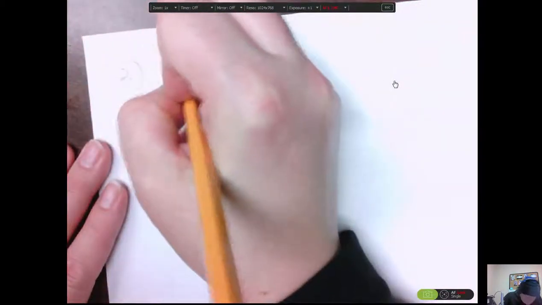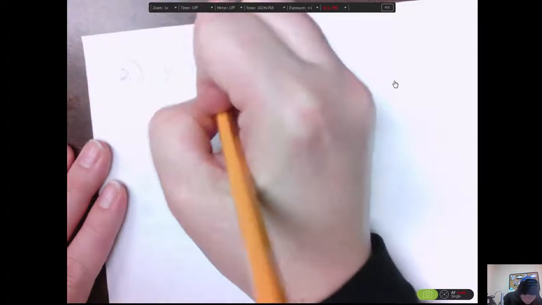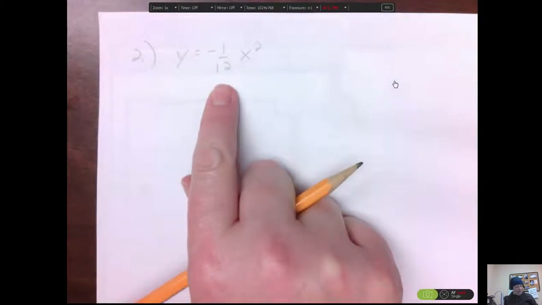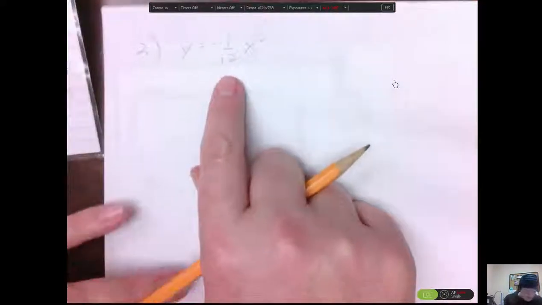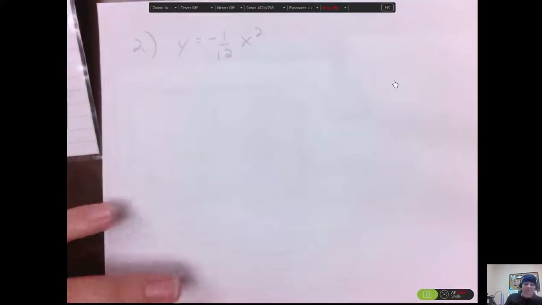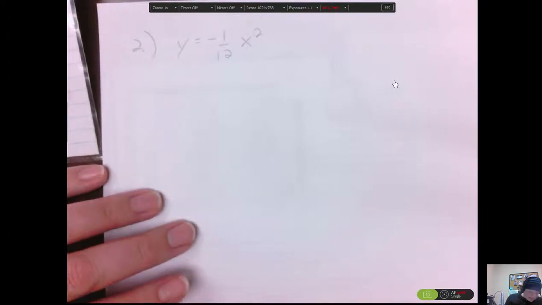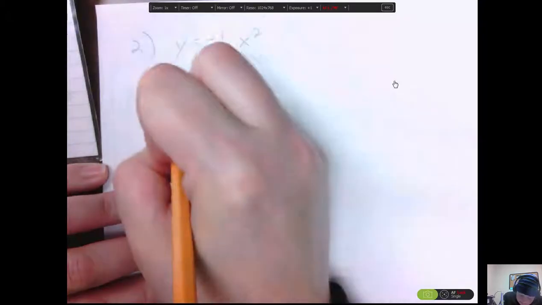Let's look at kind of going the other way. What if I knew the equation was y equals negative 1/12 x squared? What do we remember about that negative in front of the x squared? It flips it upside down. That's one thing we should remember from when we were graphing these earlier in this class. So from here, can you tell me the focus? I want to know the focus, and I want to know the directrix.